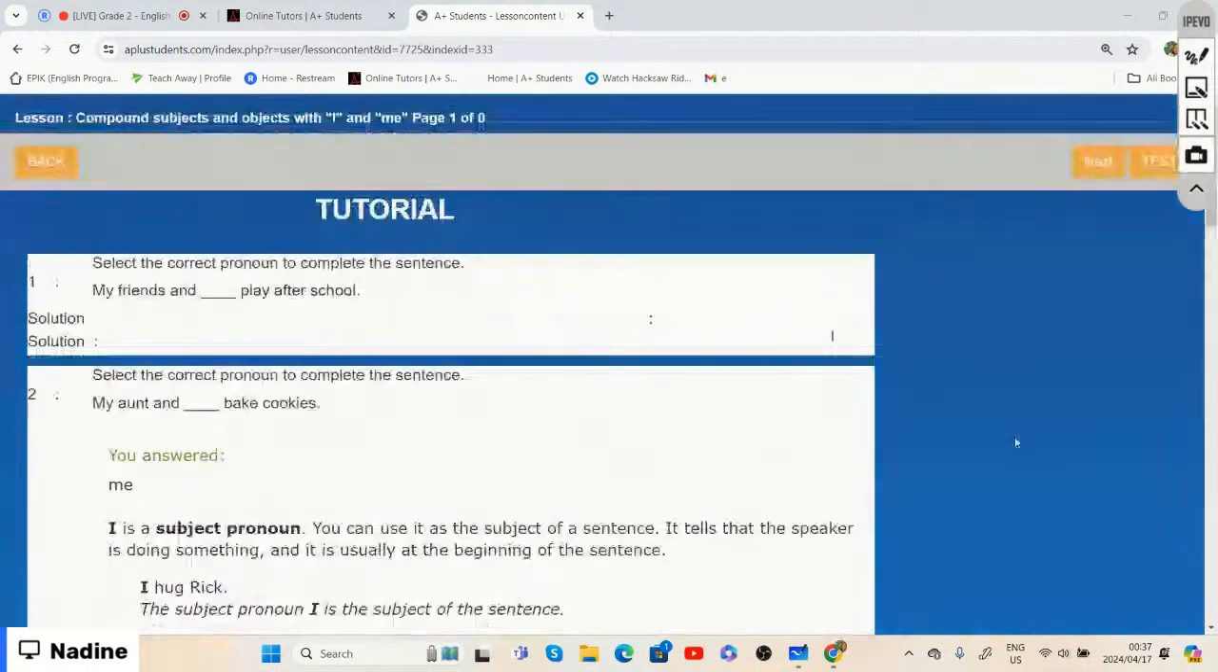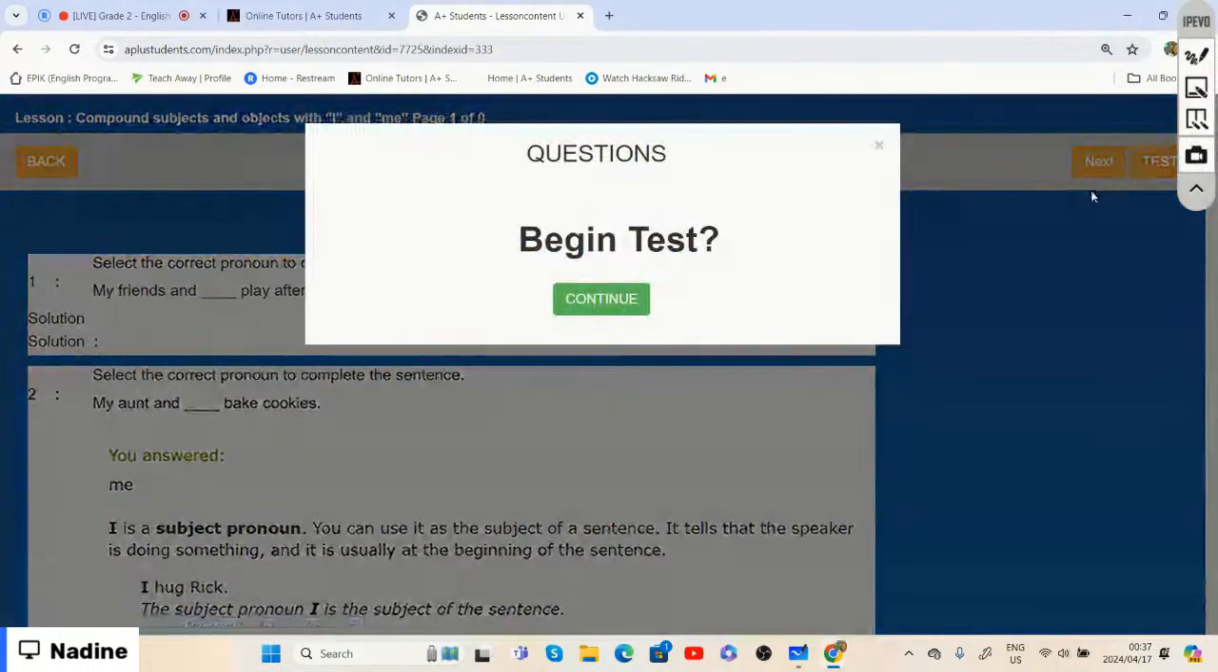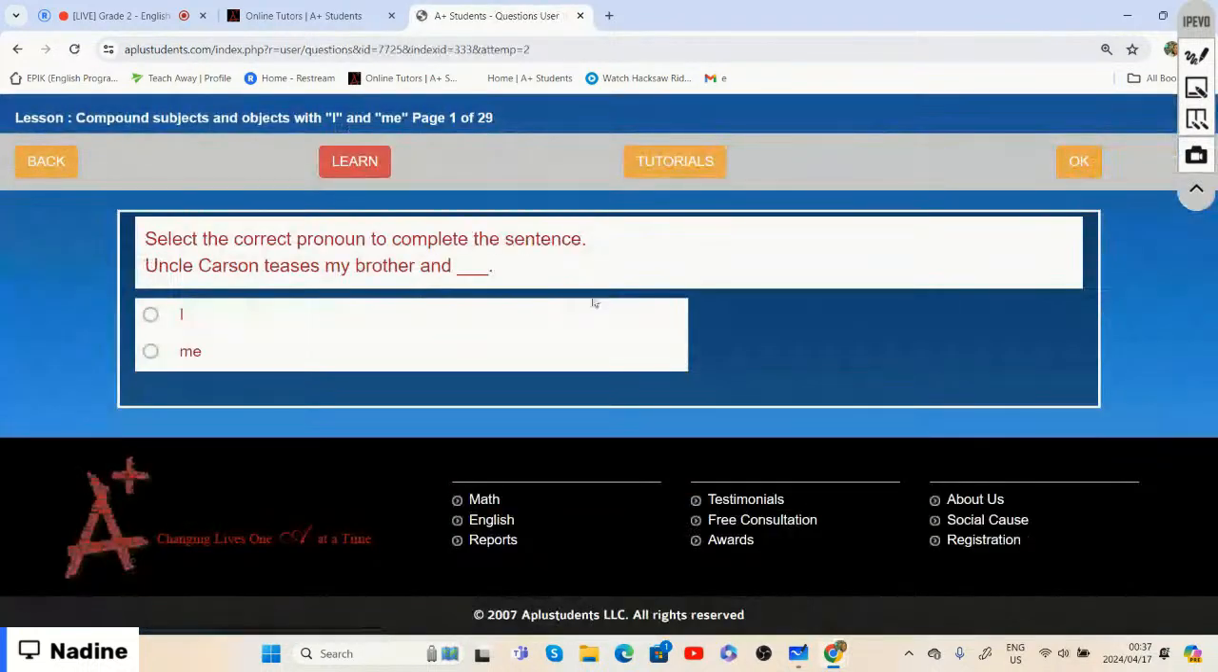All right, now let's go to our test. We now need to select the correct pronoun to complete the sentence, right? You either need to choose I or me. It says Uncle Carson teases my brother and I, or Uncle Carson teases my brother and me. Which one is the correct one?